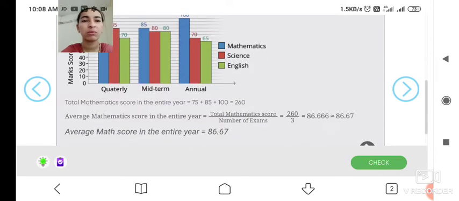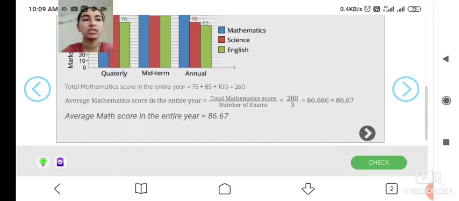Now the total mathematics score is 75 plus 85 plus 100, which is 260. So divide 260 by 3 and you will get the average. Why are we dividing it by 3? Because there are only 3 exams: quarterly, midterm and annual. That's why we are dividing that number by 3. So the average math score will be 86.67. Like this you have to find it for English and for science.